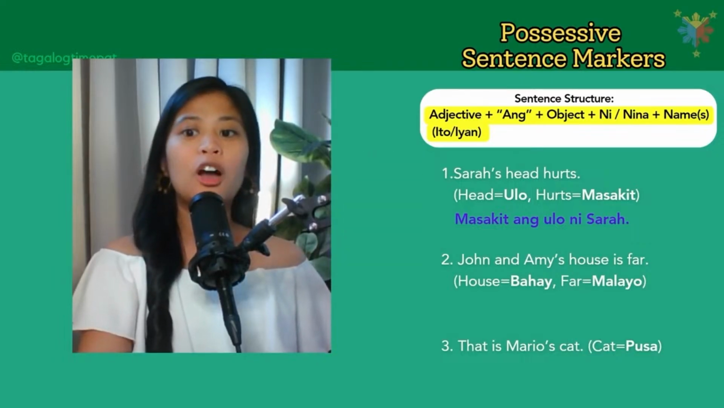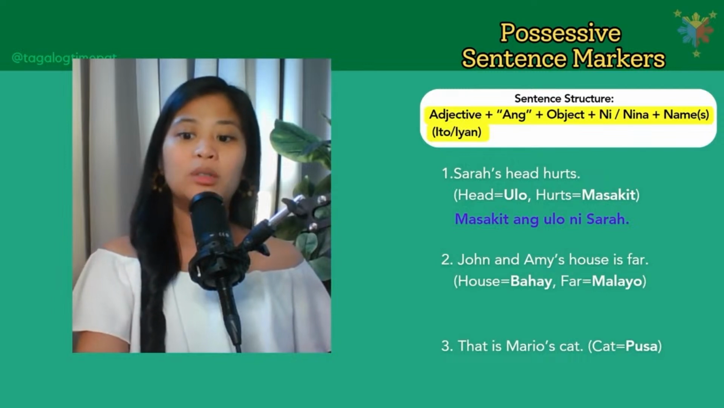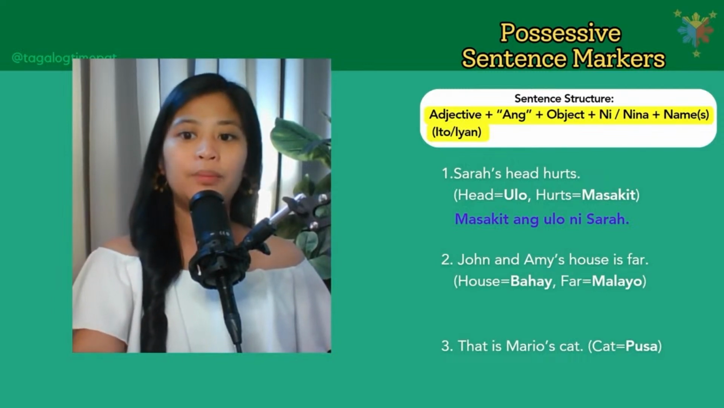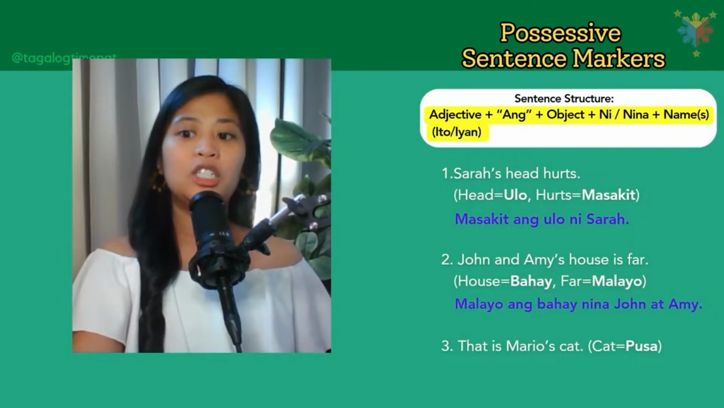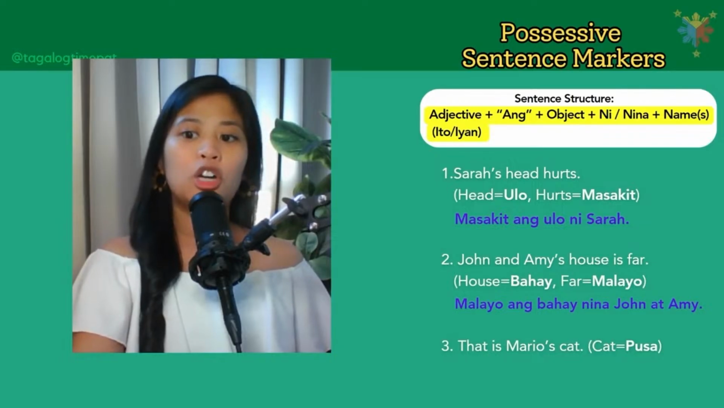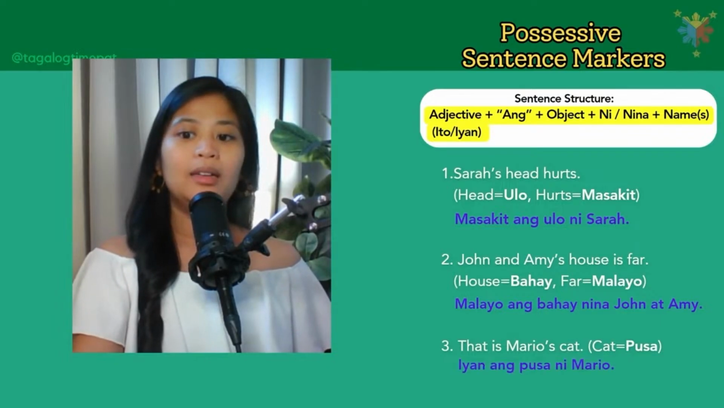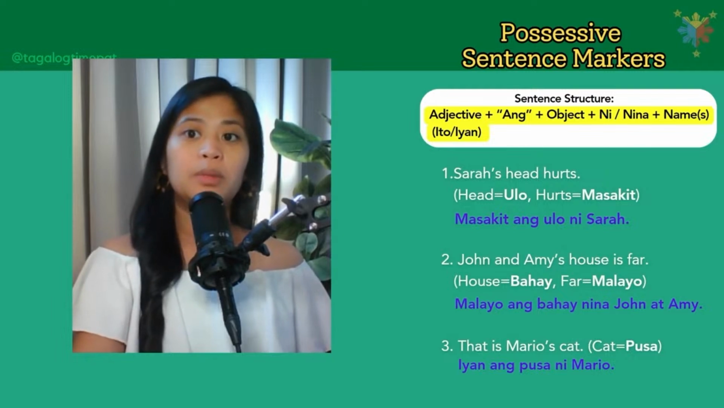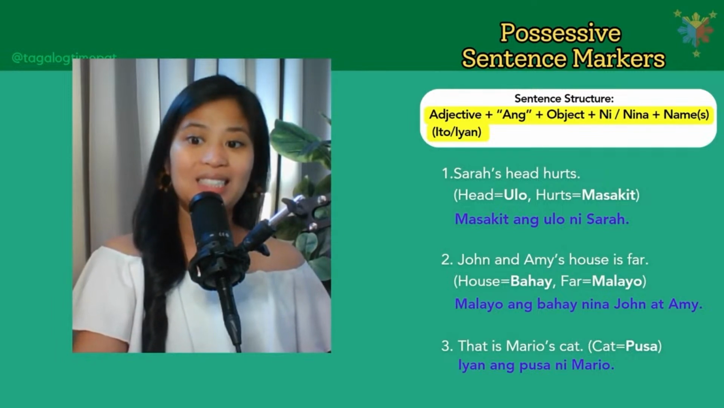Okay, number 2, John and Amy's house is far. House is bahay, far is malayo. "Malayo ang bahay nina John at Amy." So we use nina because it's multiple people. And number 3, that is Mario's cat. Cat is pusa. "Yan ang pusa ni Mario." "Iyan ang pusa ni Mario." So it's just one person, so we would use the possessive sentence marker, ni.